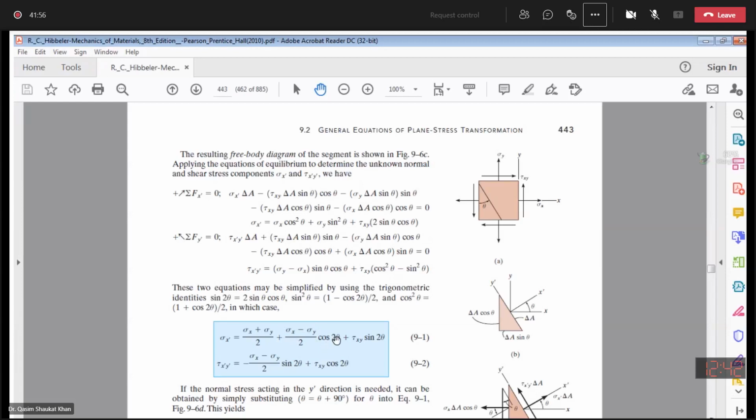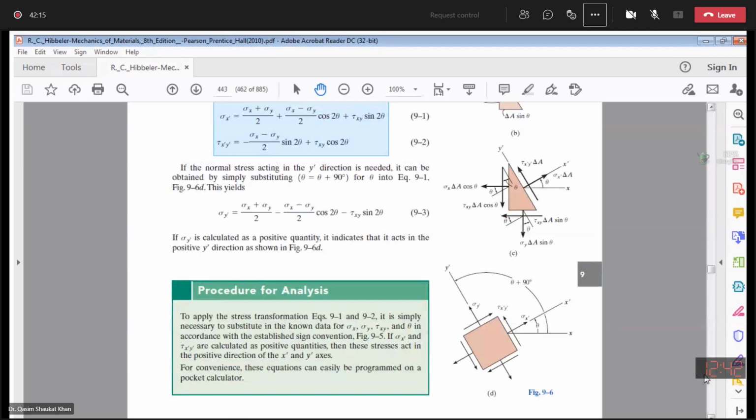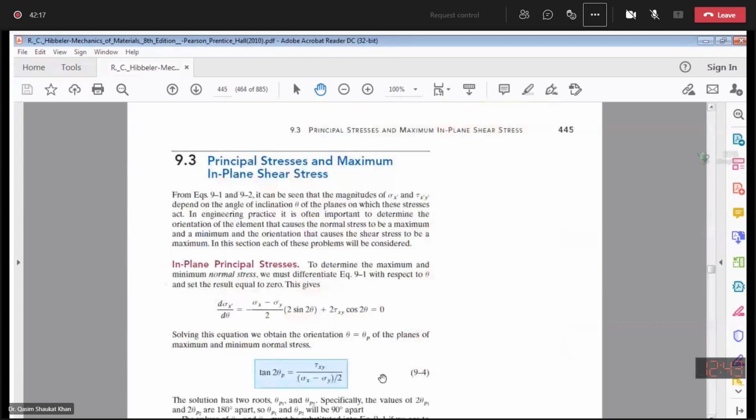So now what we have to do, we have to differentiate this equation with respect to theta, and then we have to equate it equal to 0. We will equate it equal to 0, and then we will get this expression. Guys, first try, and then I will show you how to do it.